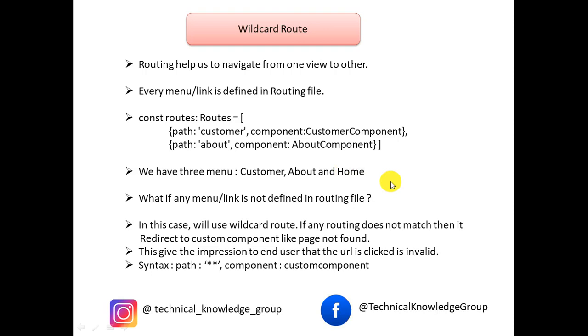In order to resolve the error, or to show a custom message when the user clicks on an invalid link or the route is not defined, we will use the wildcard route. This is the syntax, with the double asterisk and your component name. So let's go to Visual Studio Code and understand it through a practical example.